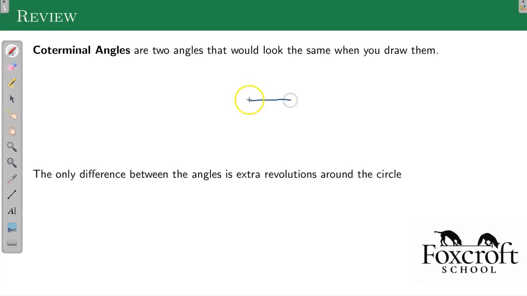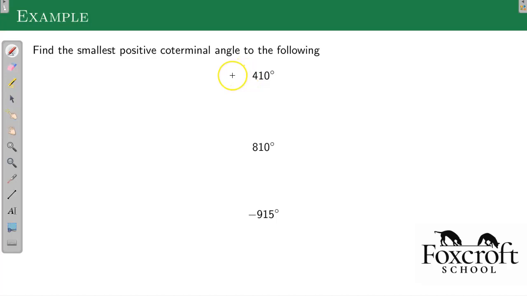So for instance, 45 degrees looks like this, or I could rotate all the way around and get 405 degrees, and that looks the exact same. Basically, it's just when there's two angles that have extra revolutions around the circle. Alright, so we did this with degrees before, so technically you could try these on your own. You could pause the video and see if you can get them.